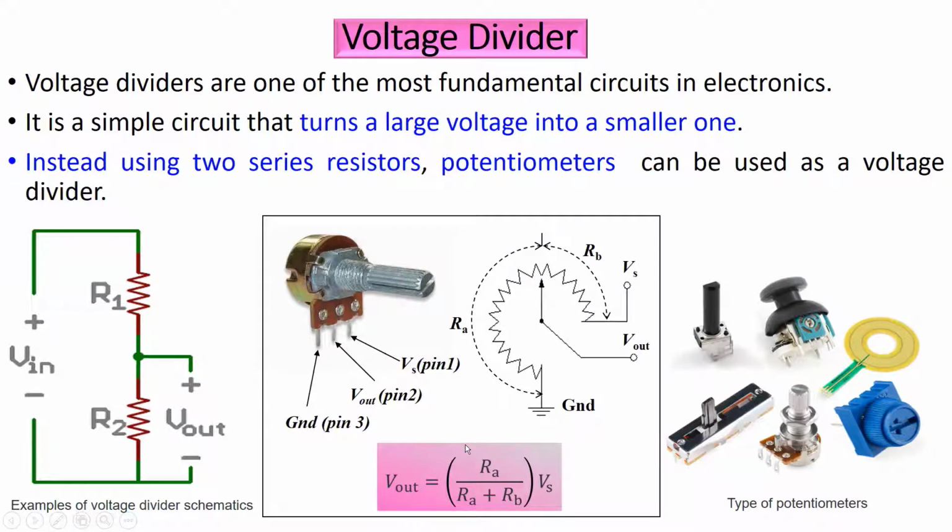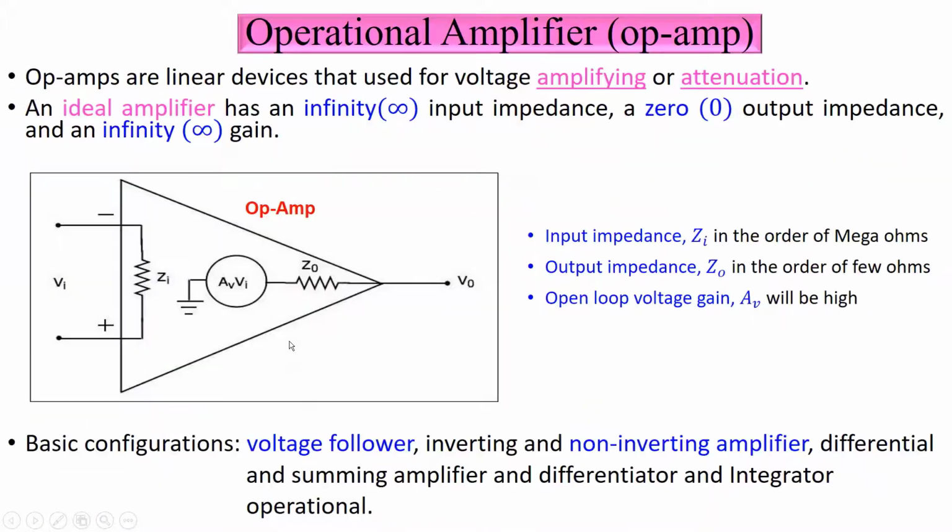So there is a simple formula that we can get here. V out here and V in here, and the R1 and R2 are variable resistors that we can adjust. So it is a simple thing.